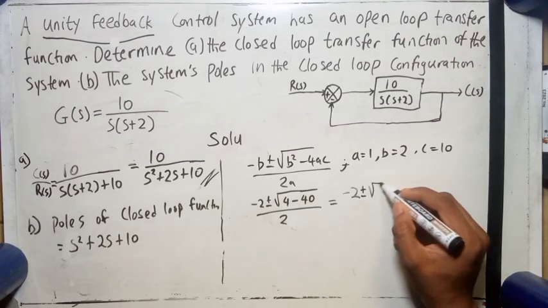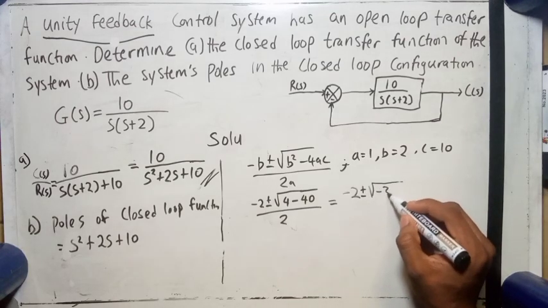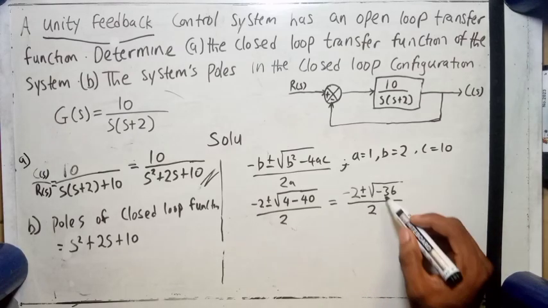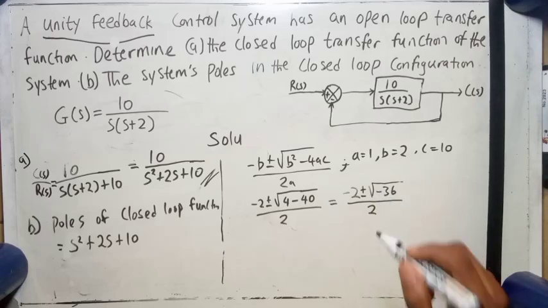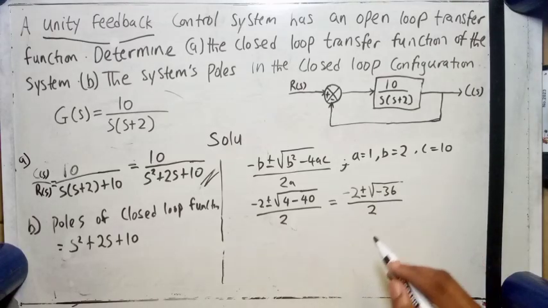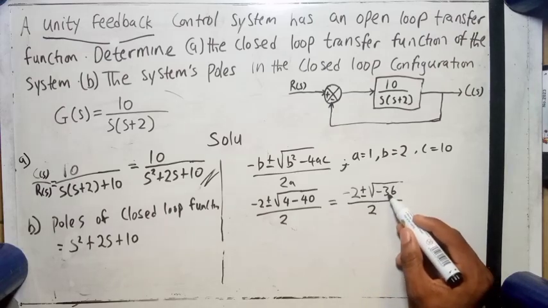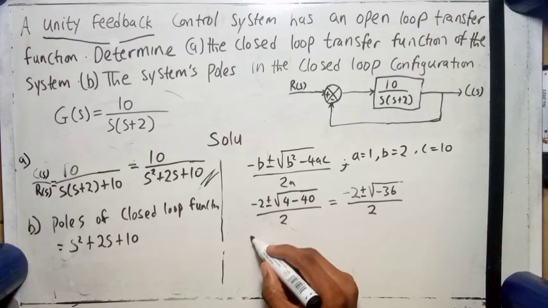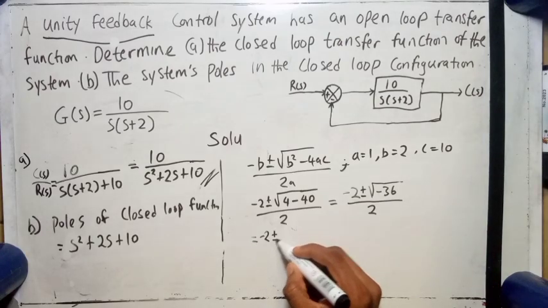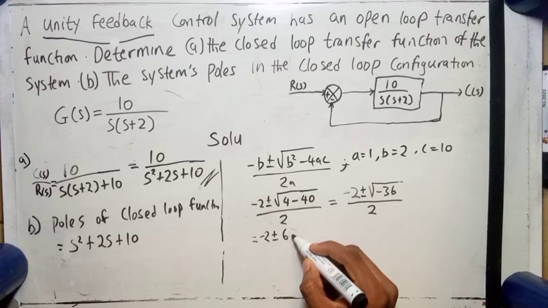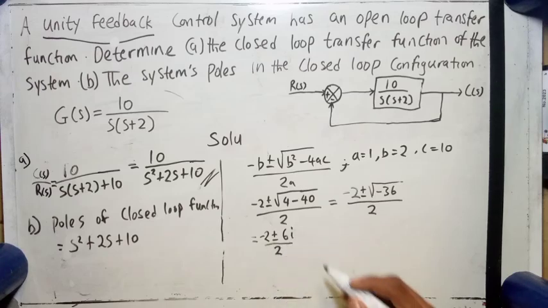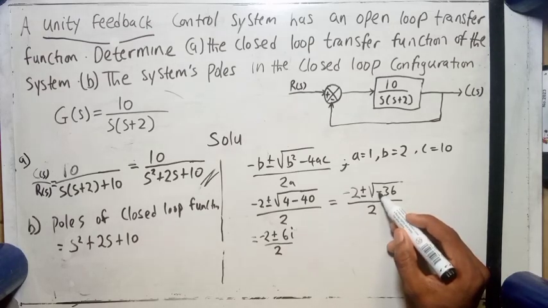means that we're going to have an imaginary number. Anytime you see a minus inside a square root, it means that definitely you're going to have an imaginary number. So the square root of 36 is 6. Our answer is going to be minus 2 plus or minus 6i over 2. The i is because of the minus.